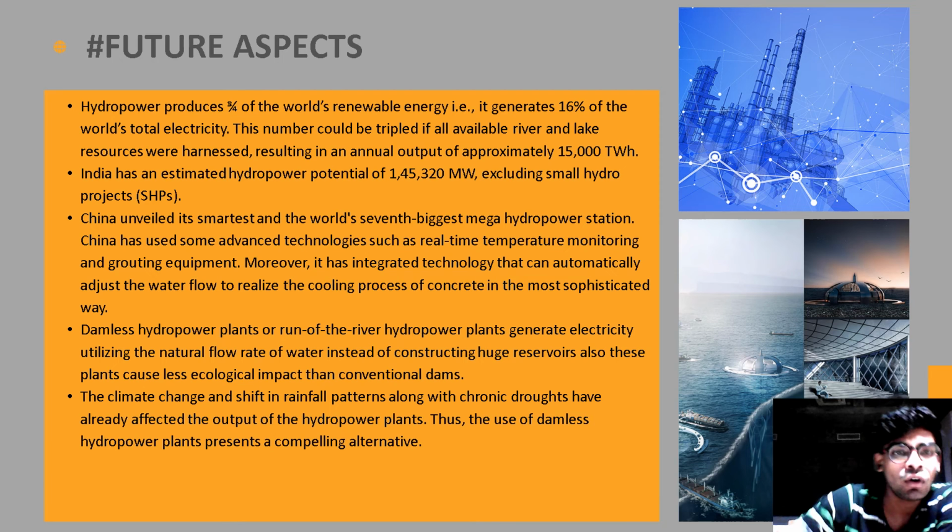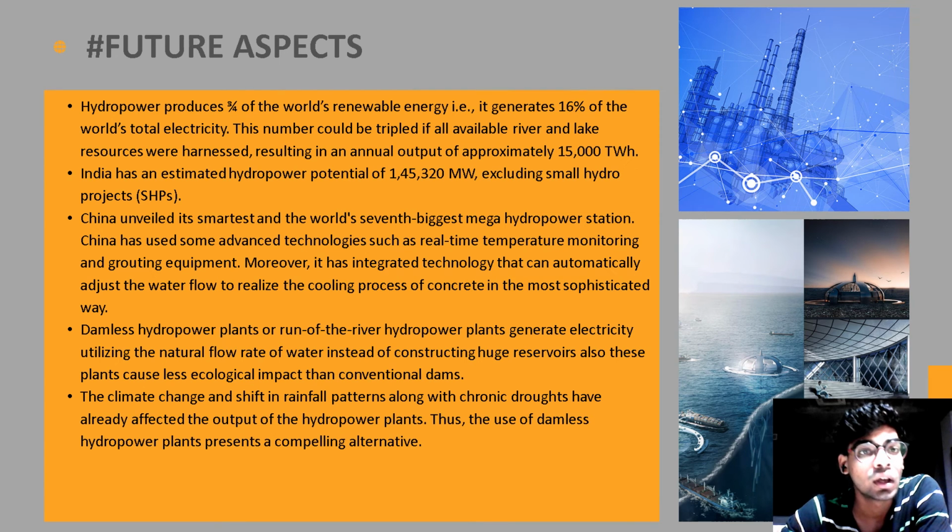Now, what are the future aspects of hydropower? Hydropower produces three-fourths of the world's renewable energy. That is, it generates 16% of the world's total electricity. The number could be tripled if all available river and lake resources were harnessed, resulting in an annual output of approximately 15,000 trillion watt-hours. India has an estimated hydropower potential of 1,45,320 megawatt, excluding small hydro power projects.